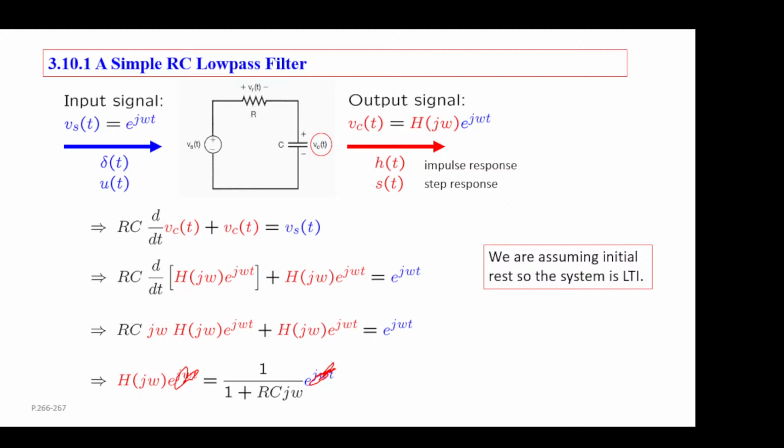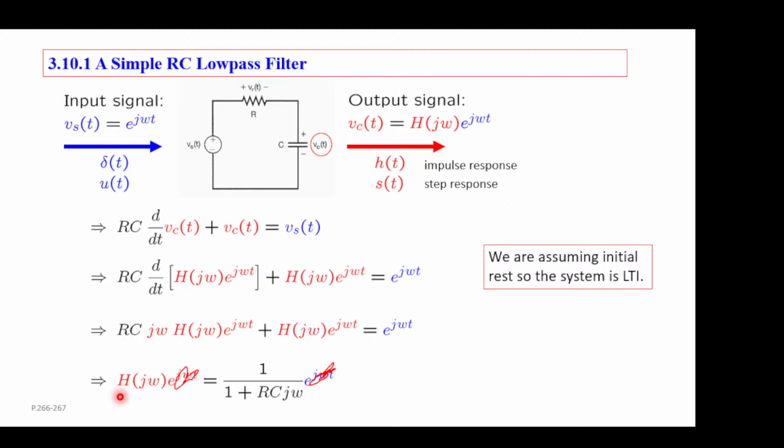and we find that H of j omega is 1 over 1 plus RC j omega. And as we claimed before, if we know this big H of j omega, we basically know our system. It's a little tricky because we only know H for imaginary s, but we will talk about complex H for complex s at the end of the semester. For now, let's be happy that we know the frequency response. We already know a lot of things.